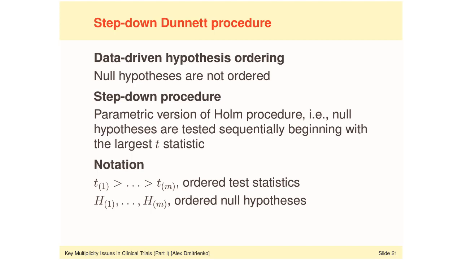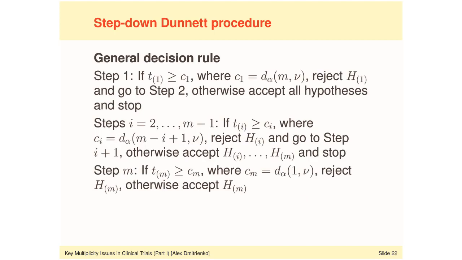The notation I'm going to use here is similar to the notation we used for ordered p-values. It's the parenthetical notation to define the ordered test statistics. The test statistic on the left is the largest test statistic, and the test statistic on the right is the smallest test statistic. This slide defines the general decision rules of the step-down Dunnett procedure.